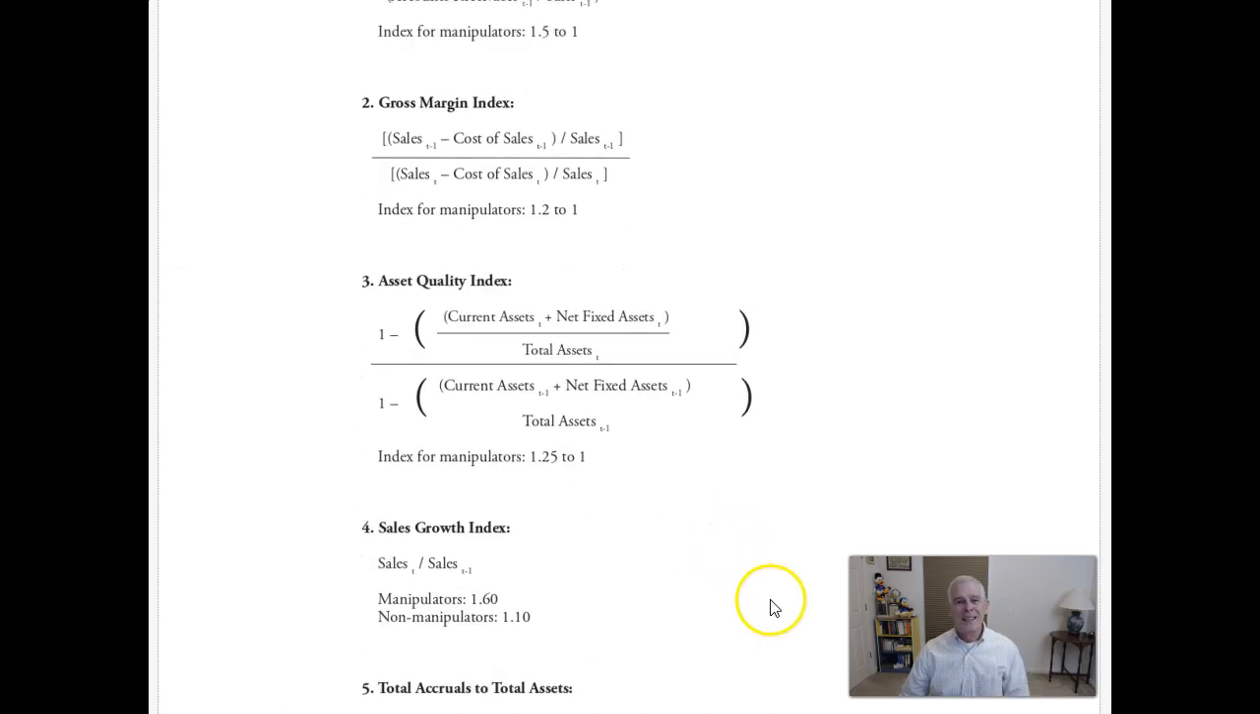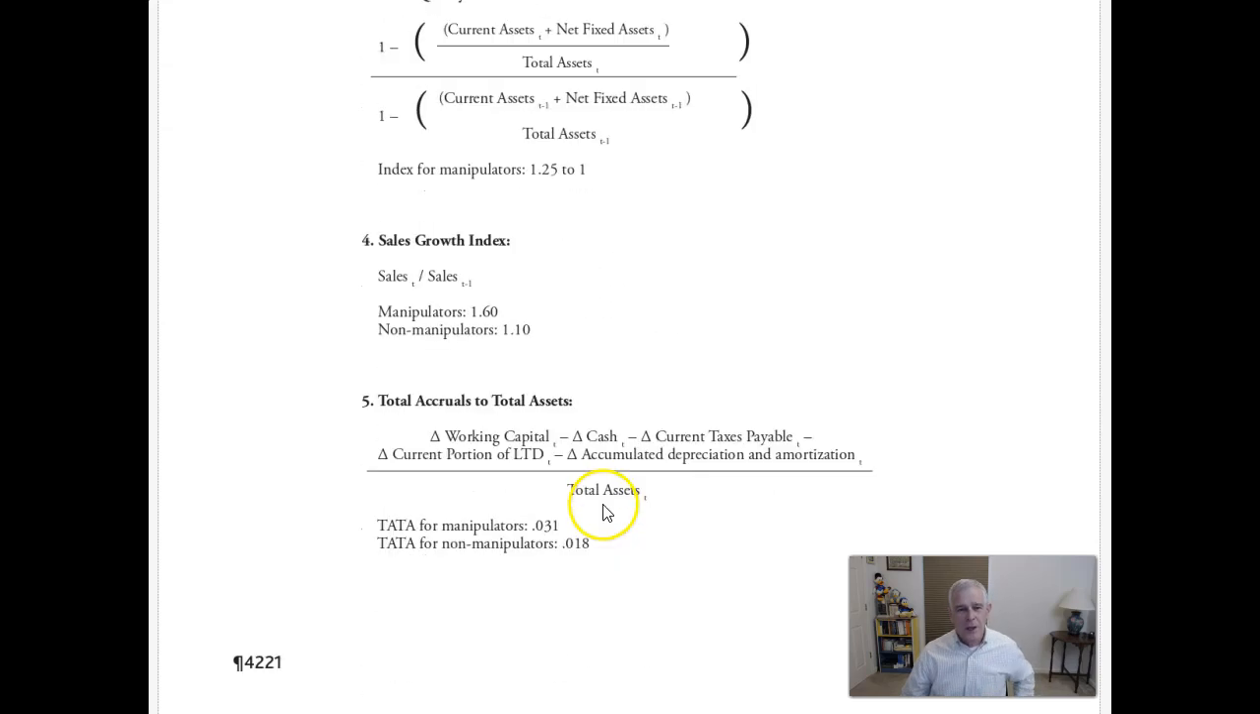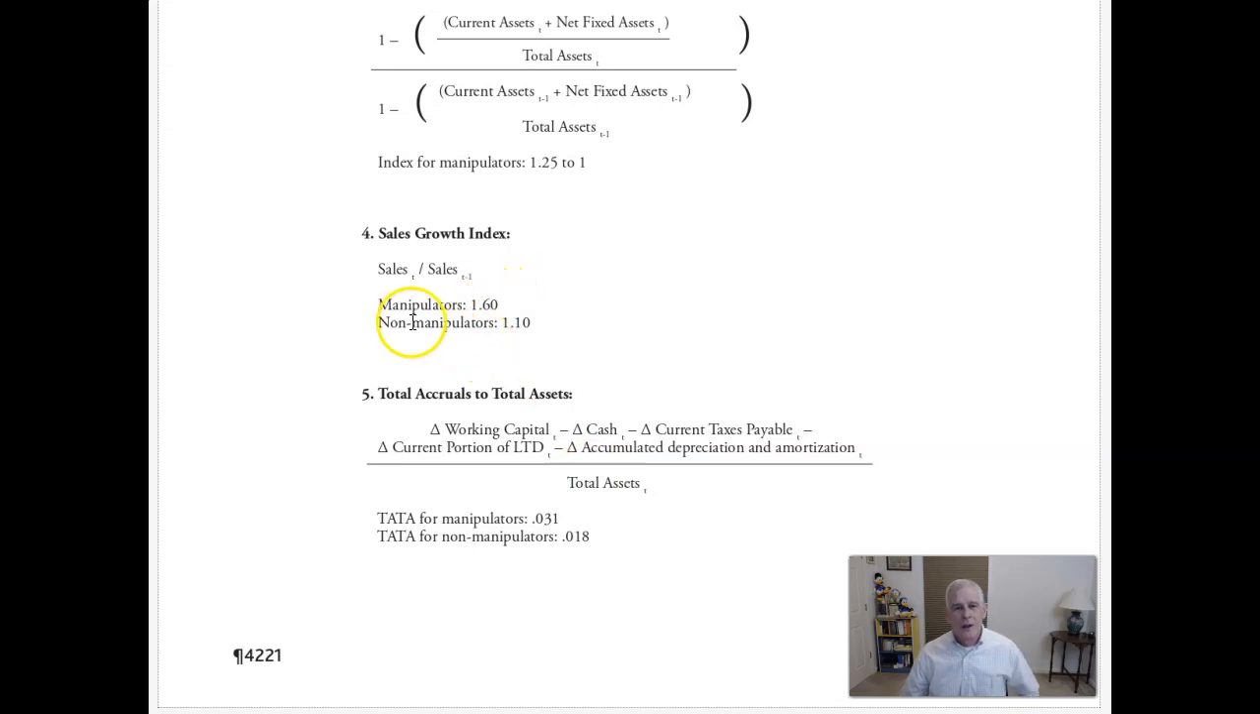Here's an asset quality index ratio. So this is quite involved. For manipulators, this is 1.25. So if you compute this and it's like 1.0, 1.1, not a big concern. Getting closer to or above 1.25, then yes, again, it doesn't prove fraud exists, but you might want to look at your assets closer and do more audit tests on assets. Sales growth index, manipulators had a higher growth index than non-manipulators.